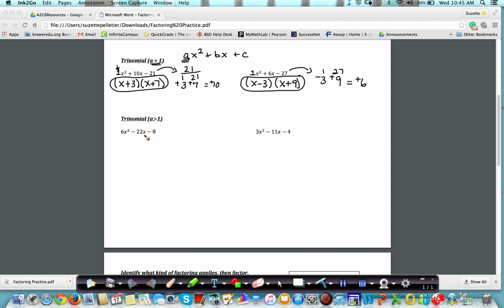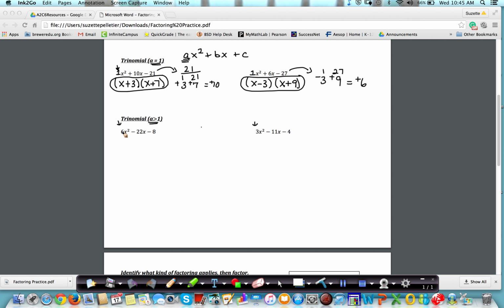trinomials. The next two trinomials are a is greater than 1. This time a is 6 in this one, and a is 3 in this one. Okay, so there's a lot more work to be done. These will be the hardest ones for you to do. These were the ones that we really disliked, but after you do a few of them, it becomes slightly easier.